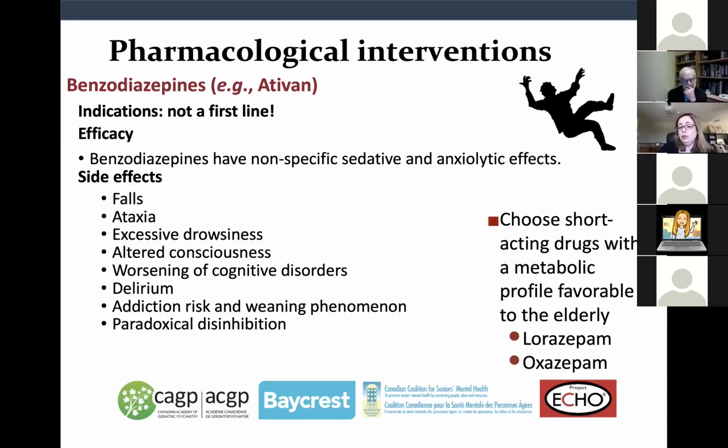Benzodiazepines are not a first line of treatment, even though they are very much prescribed in clinical practice. They have non-specific sedative and anxiolytic effects, and they are associated with many side effects in dementia patients. You know, the risk of falls, of excessive drowsiness, of worsening of cognitive disorder, delirium, paradoxical disinhibition, etc. If one needs to use them, it is suggested to choose a short-acting drug with a metabolic profile favorable to the elderly, like Ativan, lorazepam, or oxazepam, Serax.